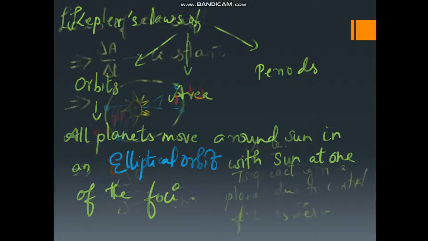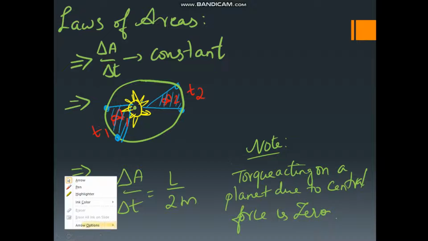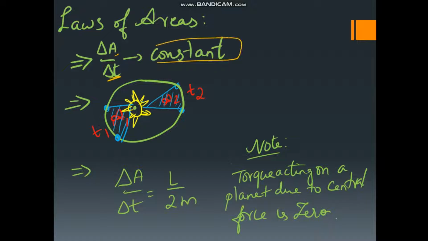Now let us see what Kepler's law of area states. Kepler's law of area states that the area covered in a particular time interval is constant. The area covered by a planet in its orbit per unit time is constant. That is, delta A divided by delta T is constant. This is a previous year question.